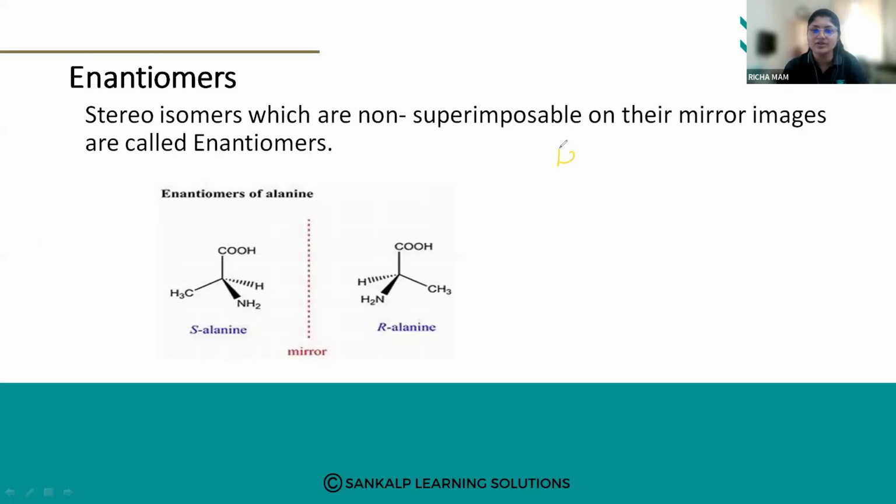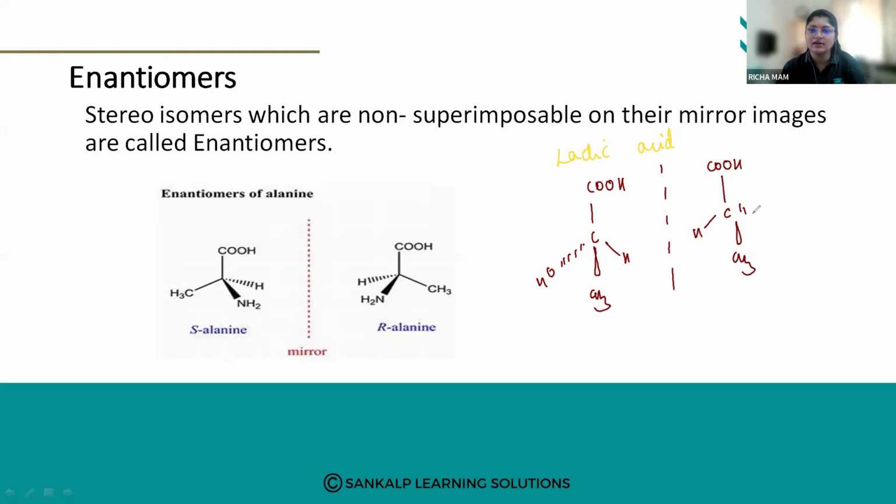Examples are very important. Lactic acid: COOH, CH, OH, CH3. Take the mirror image: COOH, CH, CH3 and OH. So this is minus lactic acid, and this is plus lactic acid. So these are the enantiomers.